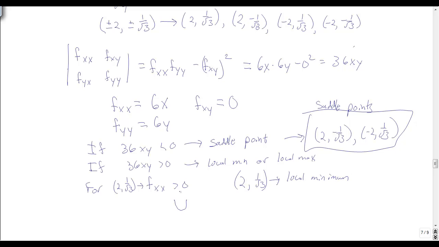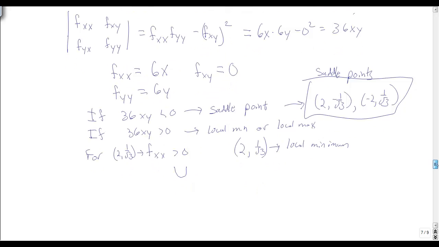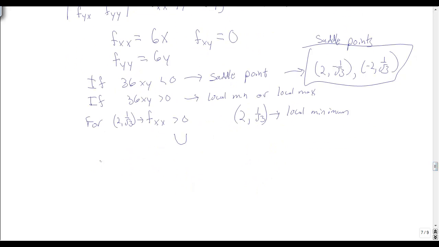To me, I find it a lot easier just to think through whether the second derivative being positive or negative gives me a local max or min each time, than trying to memorize which way it goes here. And then the other point is (-2, -1/√3), the other critical point. There, f_xx, which is 6x, is negative. That means I have a local min or max, or maybe a saddle point, when x equals -2 here.